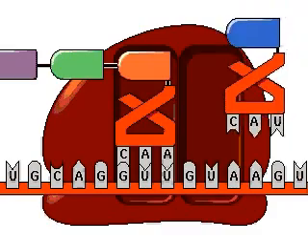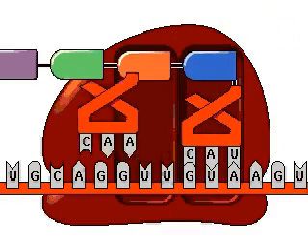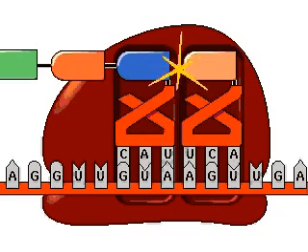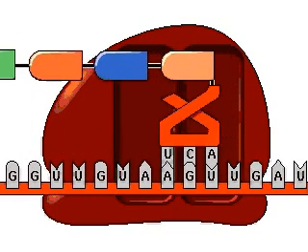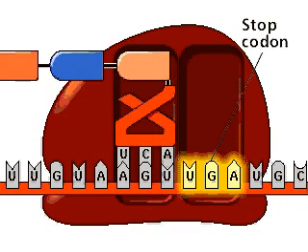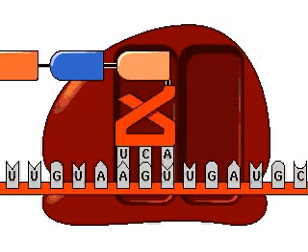The process of adding amino acids is repeated many times during translation as the ribosome moves toward the 3' end of the mRNA. Translation is terminated when the ribosome encounters one of 3 stop codons at the end of the gene. The stop codon shown here is UGA.